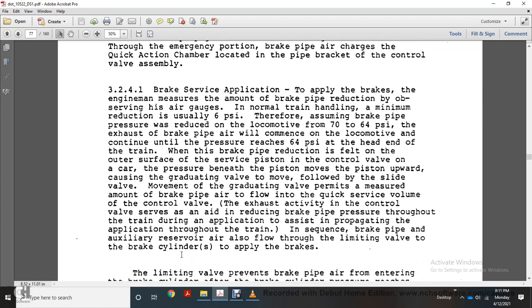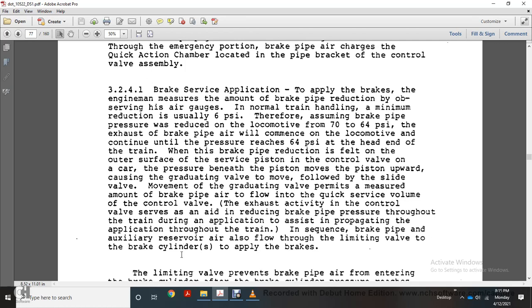To make a brake service application, the engineer applies the brakes and measures the amount of the brake pipe reduction by observing the brake pipe air gauge. In normal train handling, the minimum brake pipe reduction is usually 6 psi. Therefore, assuming the brake pipe pressure at the locomotive is 70, the exhaust of the brake pipe air pressure will commence at the locomotive and continue until the pressure reaches 64 psi at the head end of the train.